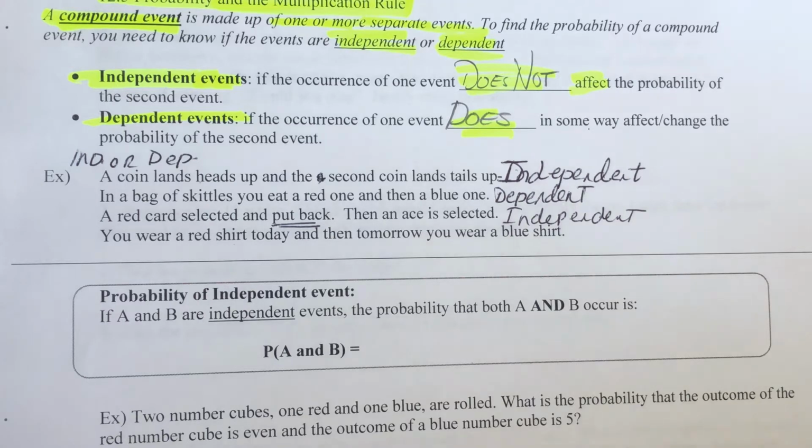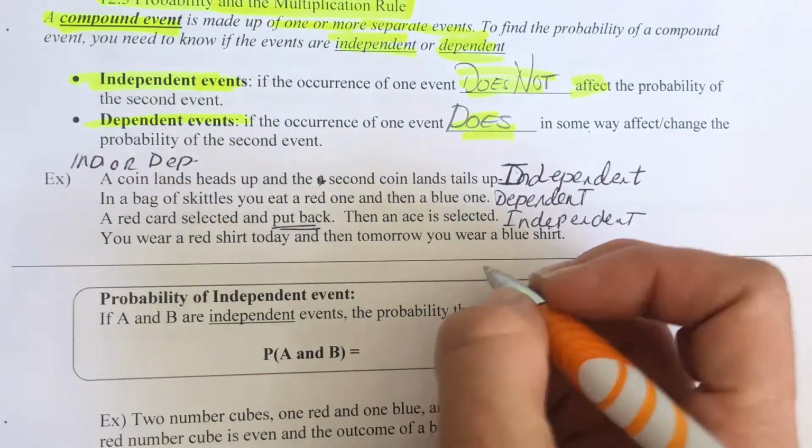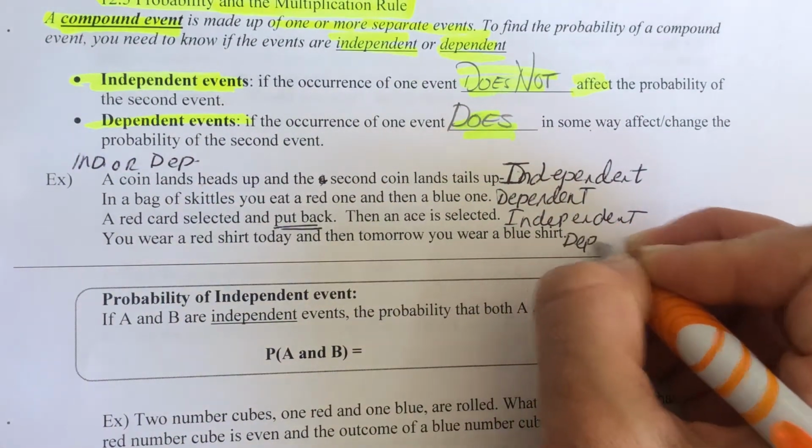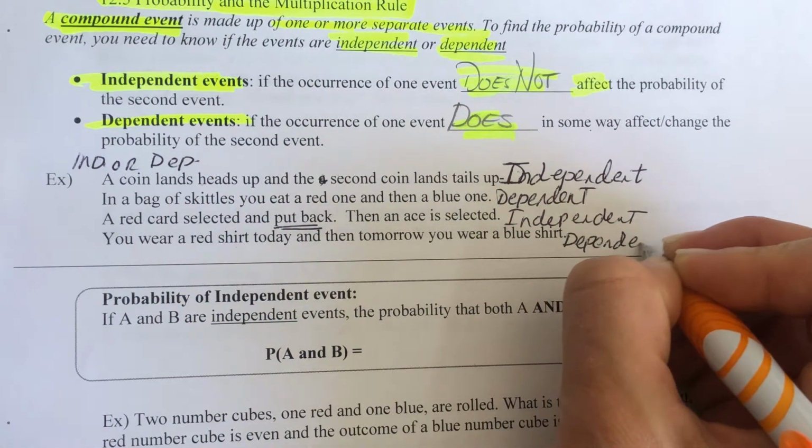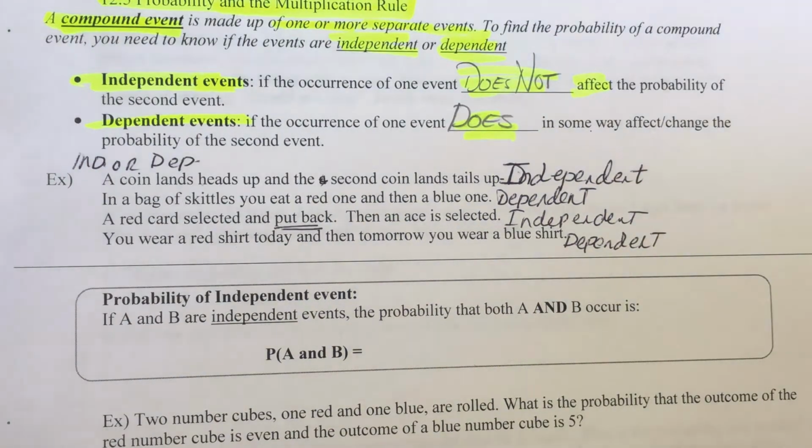Next, if you wear a red shirt today, and then tomorrow you wear a blue one. Let's just say you have 20 shirts in your closet. The key word here is that I picked it. I didn't say I washed it and put it back, or that I replaced it. So in this case, they are dependent, because you have one less shirt. That's how probability works with things being dependent and independent.